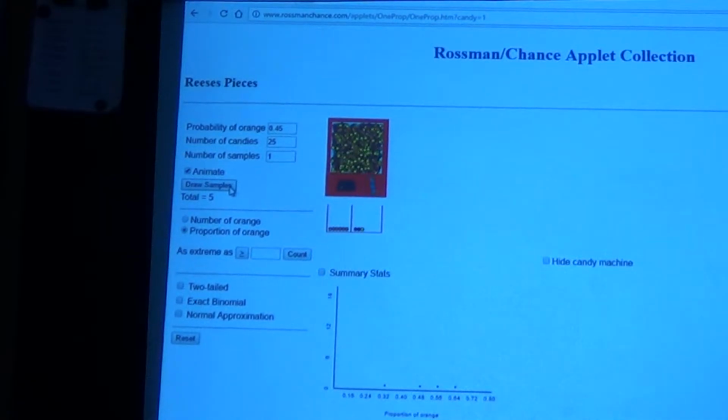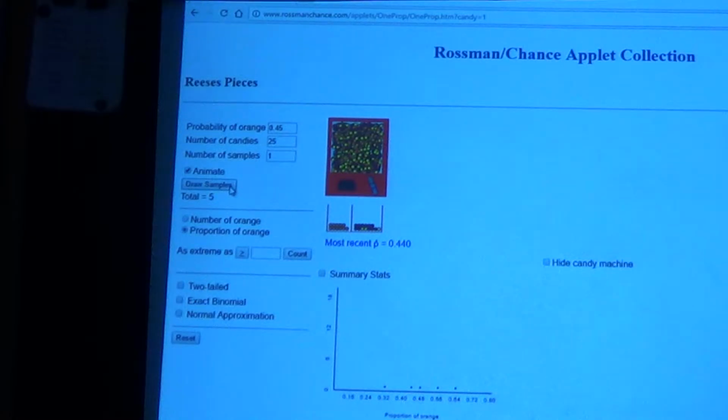There we go. Wow, that one was real low. All right, that's in the middle. That's a fairly good one. Here we go. I wanted to just give us all orange. That's pretty good. 0.3 is low.